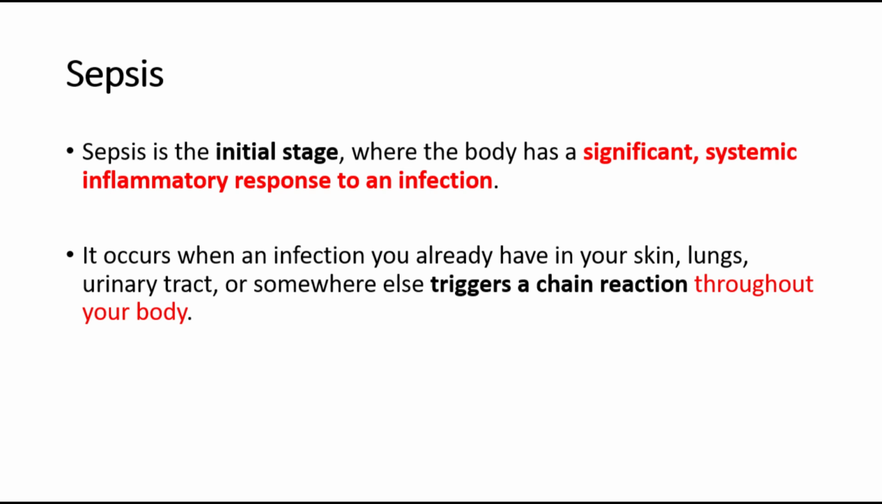Sepsis is the initial stage, where the body has a significant, systemic inflammatory response to an infection. It occurs when an infection you already have in your skin, lungs, urinary tract, or somewhere else triggers a chain reaction throughout your body. It occurs when the chemicals the immune system releases into the bloodstream to fight an infection cause inflammation throughout the entire body instead.